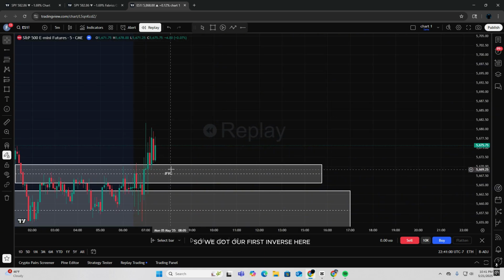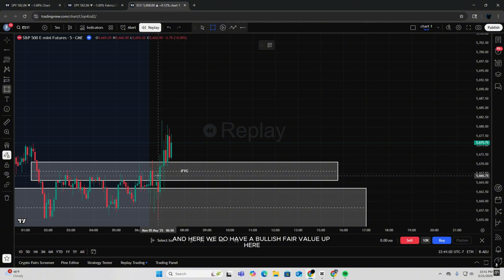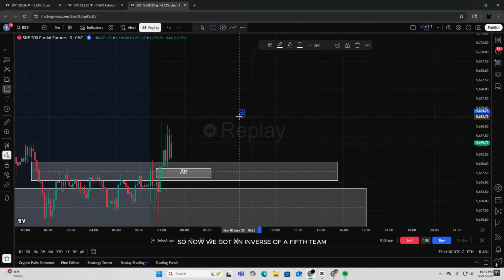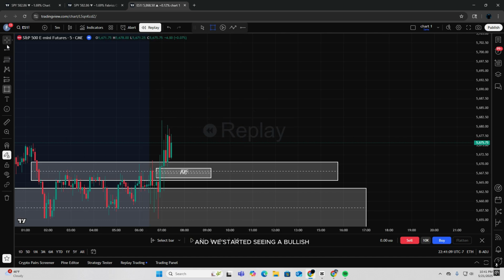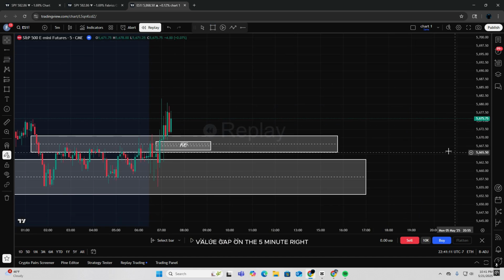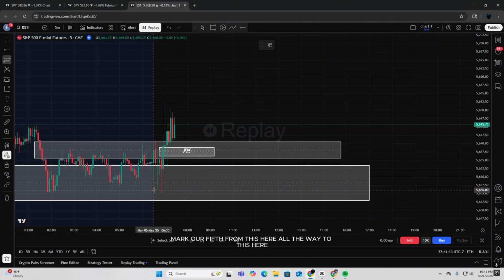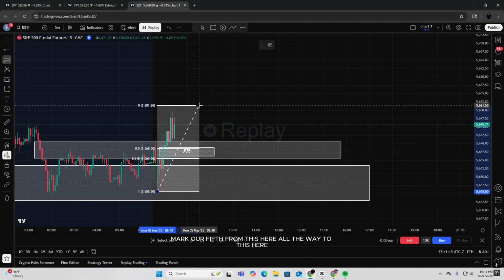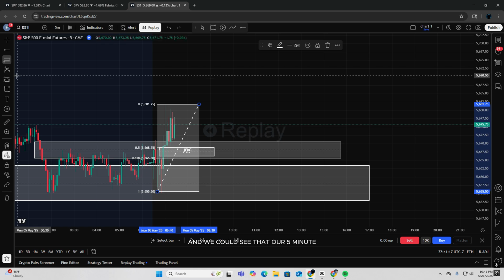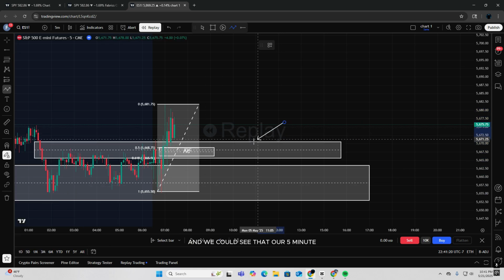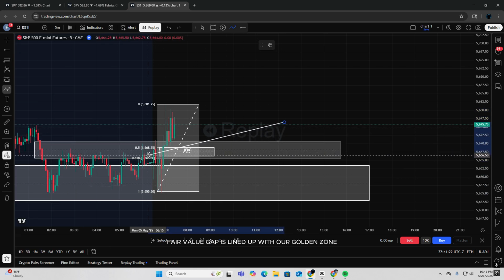So we got our first inverse here, and here we do have a bullish fair value gap. So now we got an inverse of a 15, and we started seeing a bullish fair value gap on the 5 minute, right? So what are we gonna do? Mark our fibs from this here all the way to this here, right? And we can see that our 5 minute fair value gap is lined up with our golden zone.